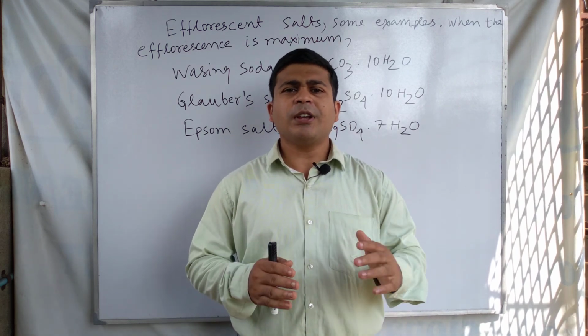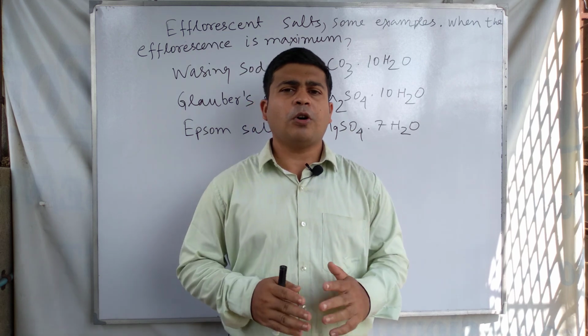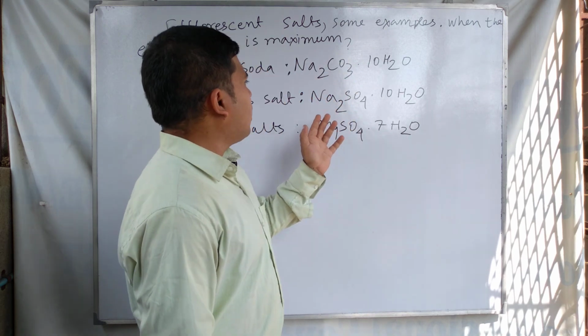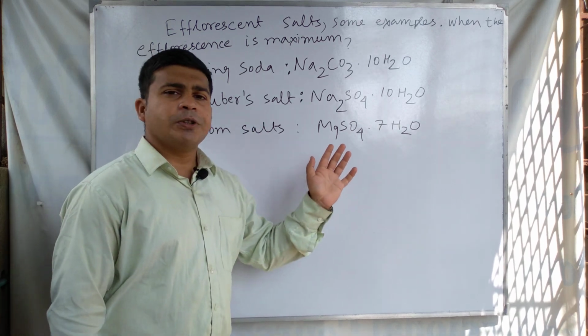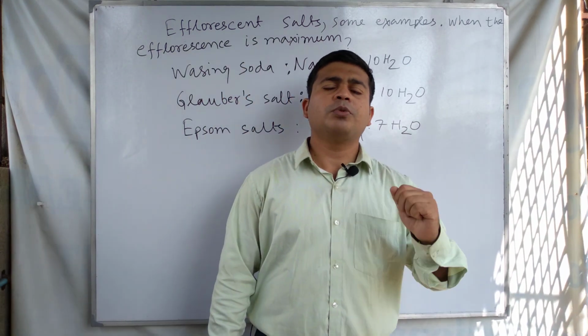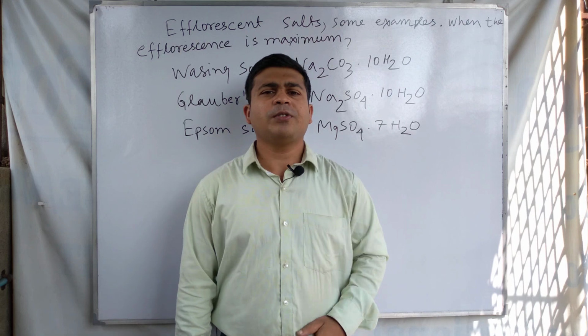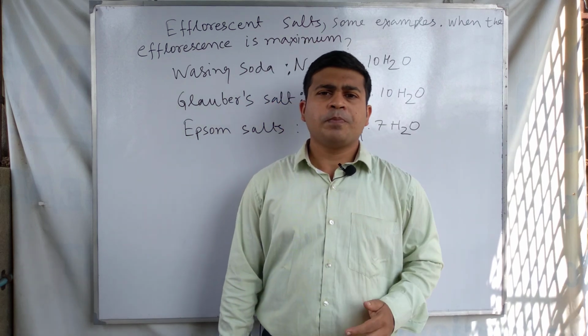And examples of this type of salts are washing soda, Glauber salt, Epsom salts. These are some common examples of these efflorescent substances or efflorescent salts.